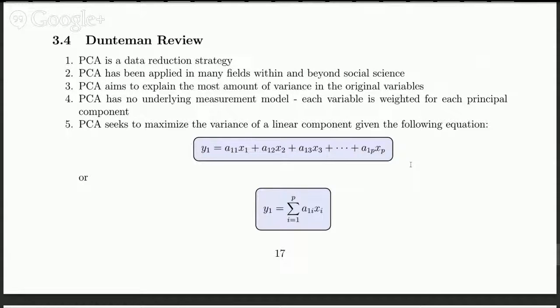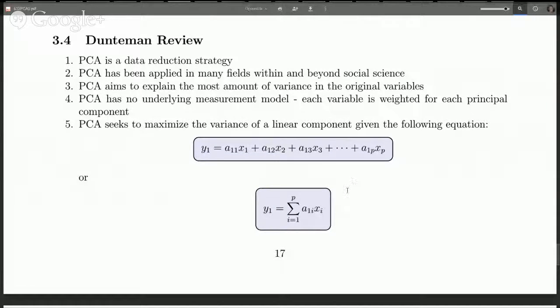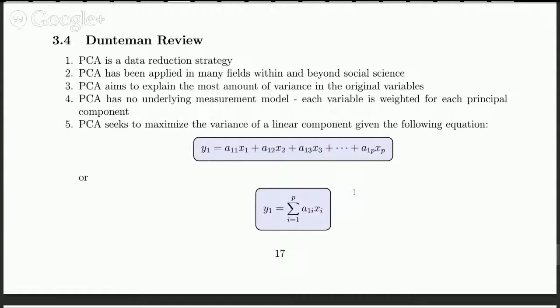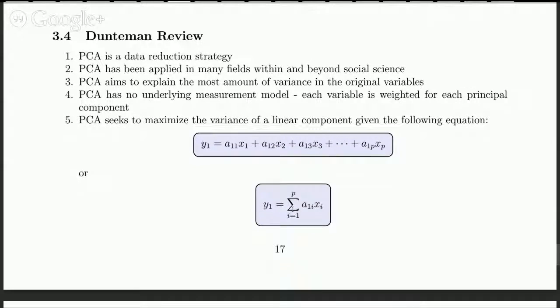PCA is widely used across many fields beyond just social and behavioral sciences. The whole aim for PCA is to reduce the data, but to explain the most variance in the original variables. Okay. PCA is not a measurement model. It's purely driven by the data, and it's a weighted linear sum of your standardized variables. And you can see here Y is the principal component, A is our weights, and X's are our original variables that are now standardized. And the more simplified formula is right here.